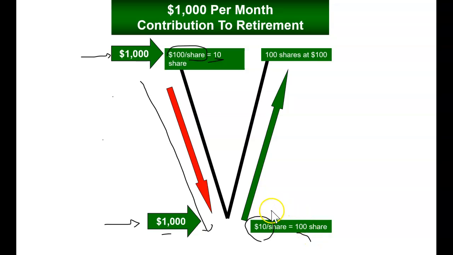History has shown that the market does eventually recover, and in our example here, it recovers back to where it was before at $100 a share. Their 100 shares are now worth $100 a share, which is a very good thing. We call this dollar cost averaging.